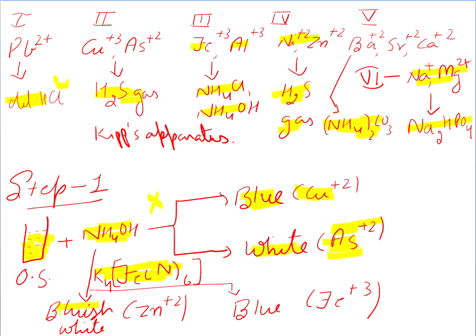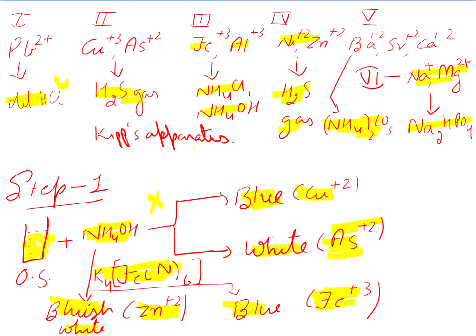Bluish white. If the bluish white is there, Zn2+ will be confirmed, zinc, and if only a blue solution is there, there will be iron.